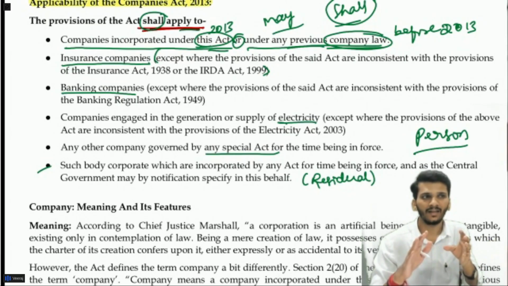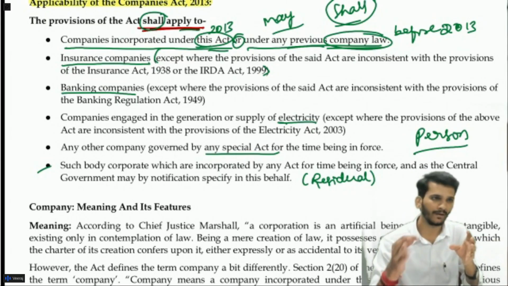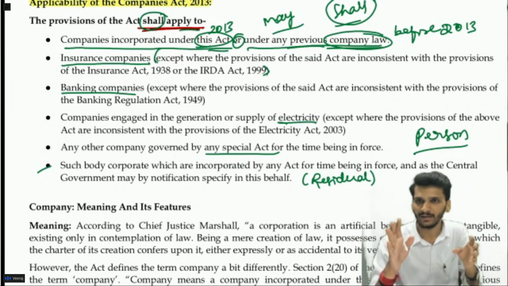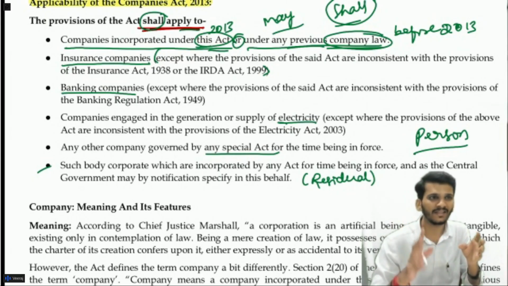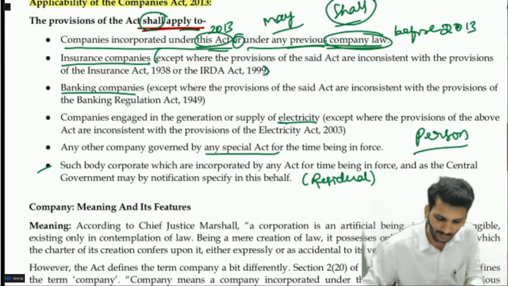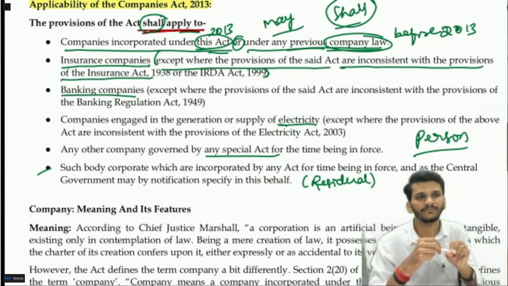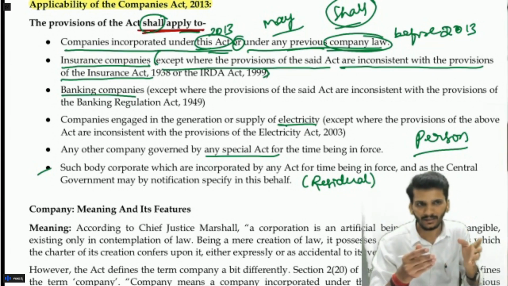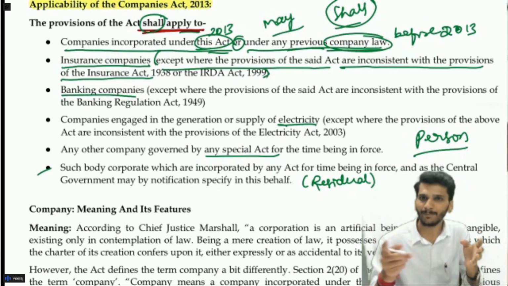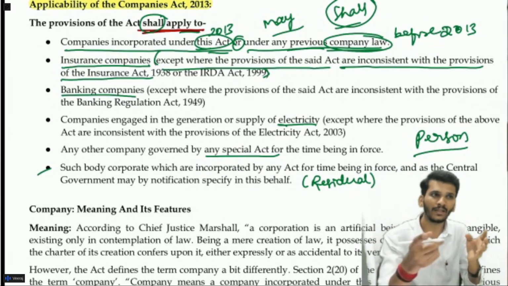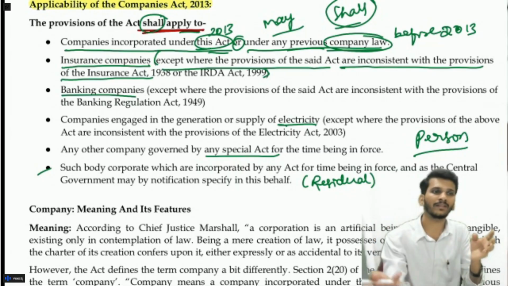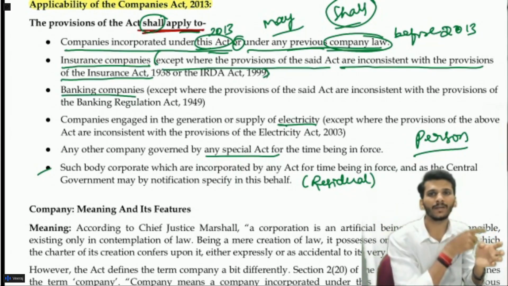For IRDA or for an insurance company, only the IRDA Act is applicable. For a banking company, the Banking Regulation Act is applicable. But wherever there is some inconsistency within the act, then this Companies Act is applicable. That is what they have given: except where the provisions of the said act are inconsistent with the provisions of the Insurance Act. That means this Companies Act is applicable for everybody. If the Insurance Act is telling specifically something for an insurance company, then the insurance company will follow that. If the Insurance Act is not telling anything, then they will follow the Companies Act.